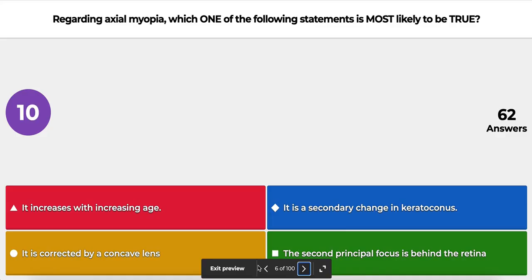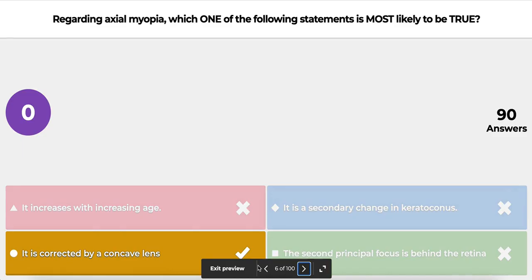Take a few seconds to think. Yes, I think that you all got it right. So it increases with age, but up to a limit. So it doesn't increase lifelong, but to a certain age.